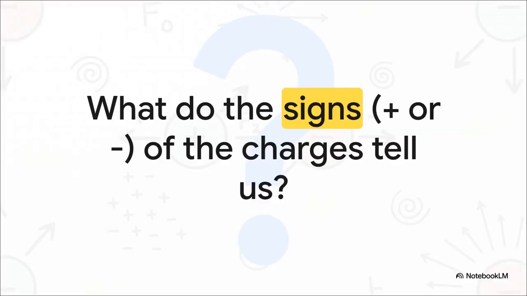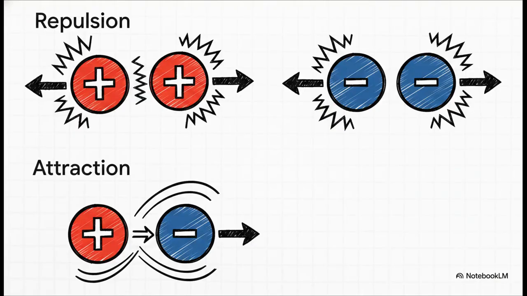Okay, next question. You might have noticed in the formula that we use the absolute value of the charges, which kind of ignores if they're positive or negative. So if the math only gives us the strength of the force, how do we know if it's a push or a pull? It's actually super intuitive. The signs of the charges tell you the direction. If the signs are the same, two positives or two negatives, they repel. It's a push. If the signs are opposite, a positive and a negative, they attract. It's a pull. So the formula gives you the how much, and the signs tell you which way.